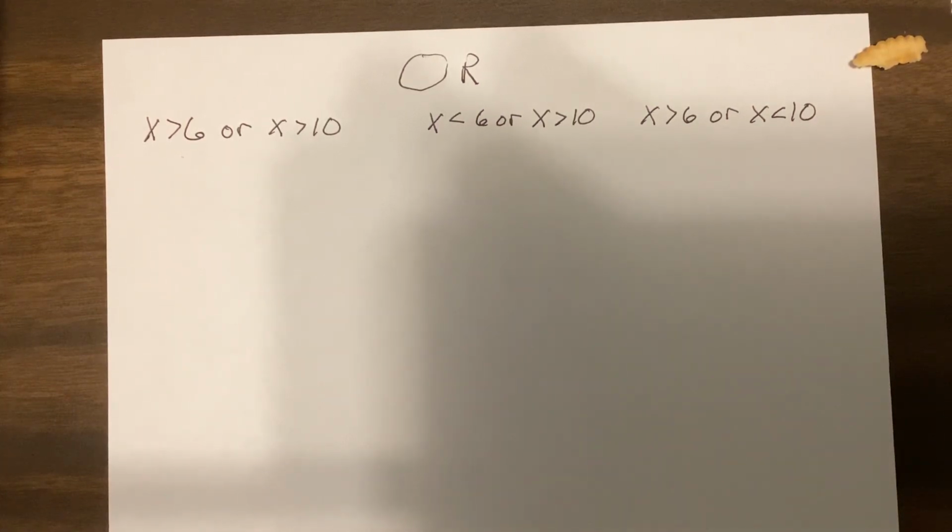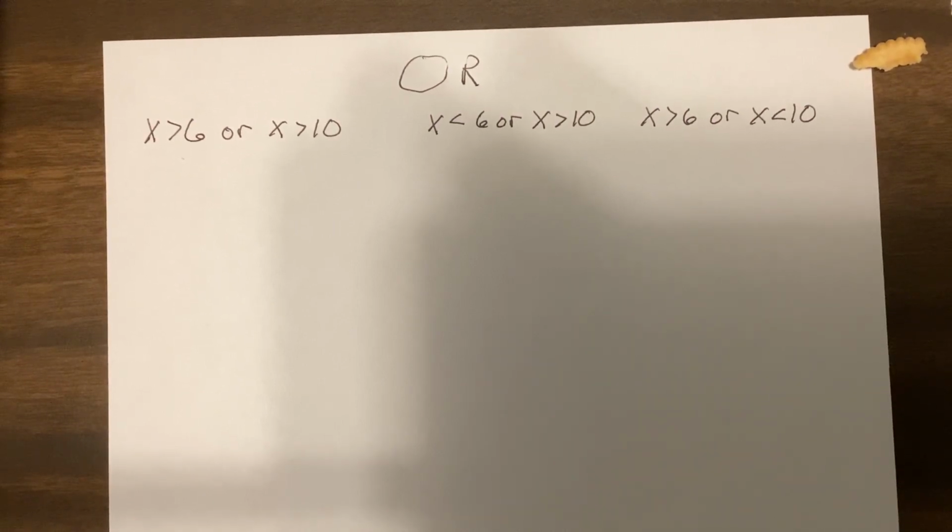Now, OR in math is like OR in English. If your parents say, look, we want you to clean your room or walk your little brother, you have a choice. You can either clean your room or you can walk your little brother. You don't have to do both. You can do both if you want, but you don't have to do both.